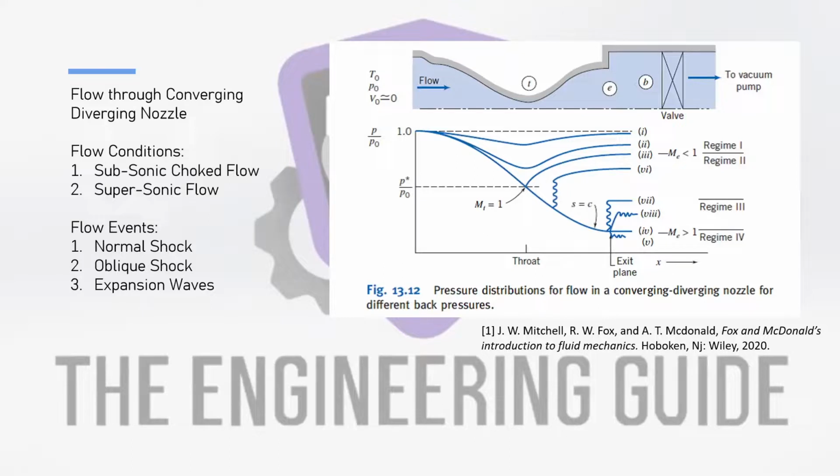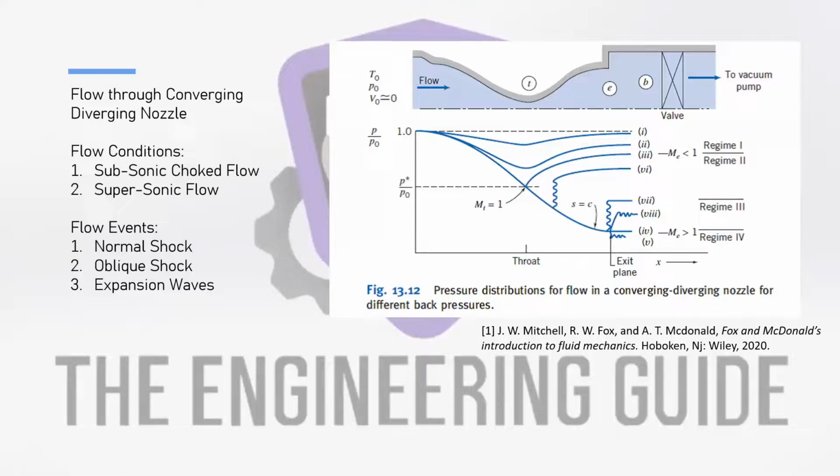The subsonic choked flow regime is denoted by the top portion of this graph here in figure 13.12 that I got from Fox and McDonald's Introduction to Fluid Mechanics. So although the velocity of your flow through the converging part of the nozzle increases as your pressure decreases, due to too high of a pressure at the outlet, the flow never reaches Mach 1 or sonic flow by the throat of the nozzle, or the critical area. Now, this is important because once the flow becomes sonic at the throat, it's able to continue to accelerate supersonically through the diverging part of the nozzle.